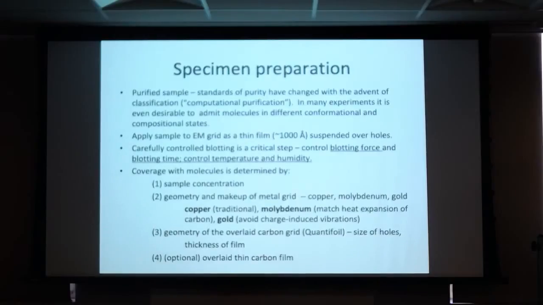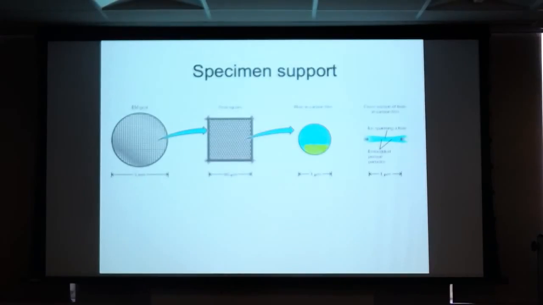So then we apply a sample to the EM grid, as I showed you before, and then we have the carefully controlled blotting. And the coverage with molecules is determined by a lot of factors, actually: the sample concentration, the geometry and makeup of the metal grid, the geometry of the overlaid carbon grid, and optionally an overlaid thin carbon film. So there are all kinds of tricks now that are applied.